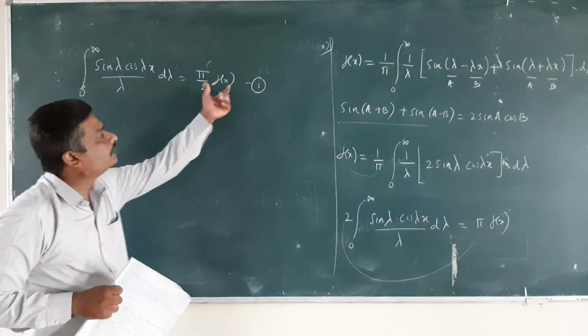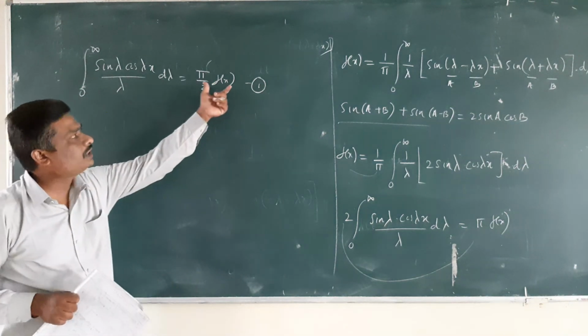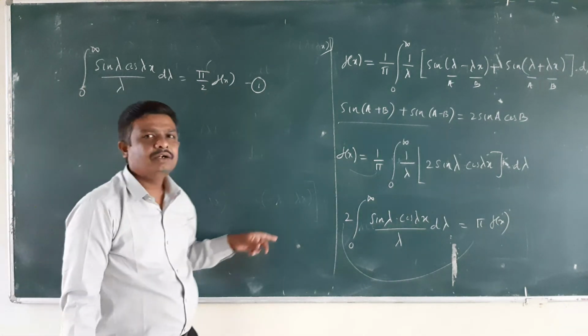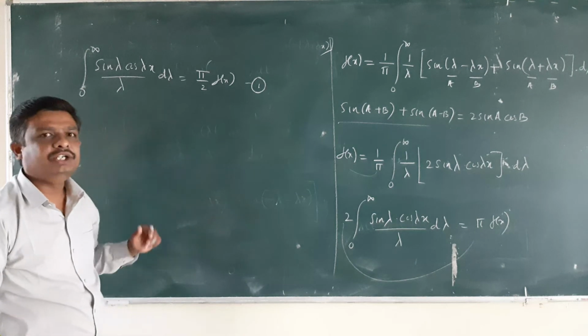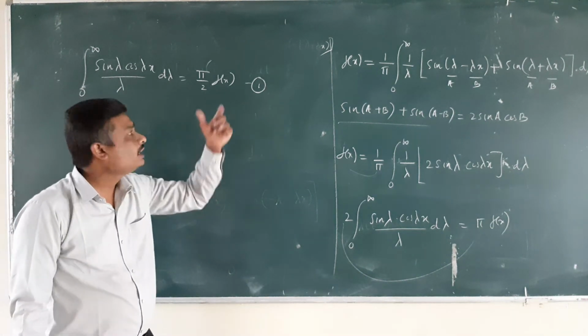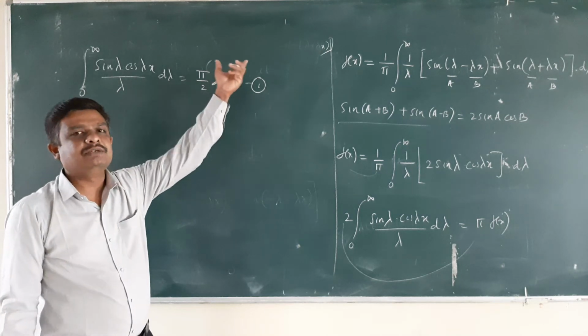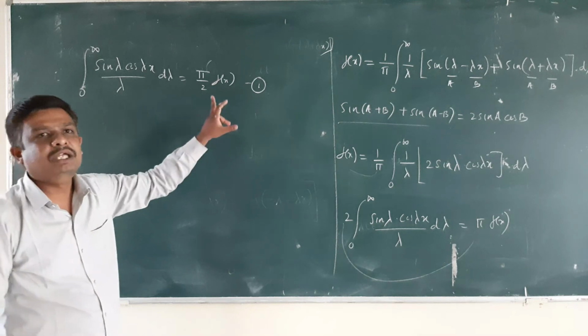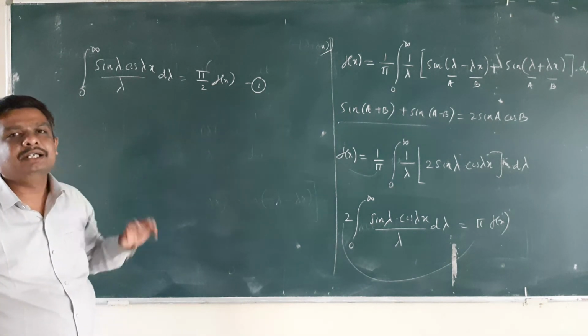So now here we have to put the value of f of x. While evaluating the integral, we have to see whether the given function is continuous or discontinuous. If the function is continuous, then f of x is nothing but the given value, and if the function is discontinuous, then you have to take the mean of left hand and right hand limit.